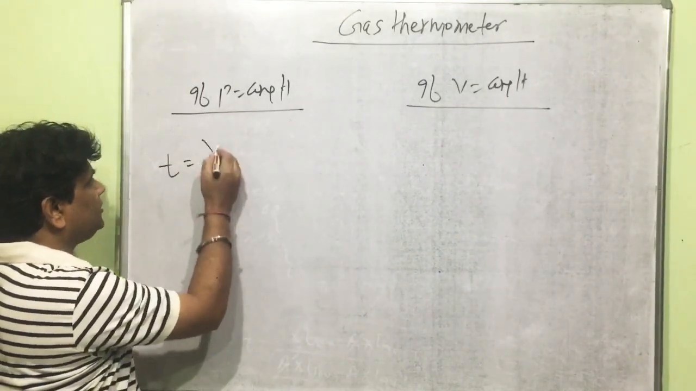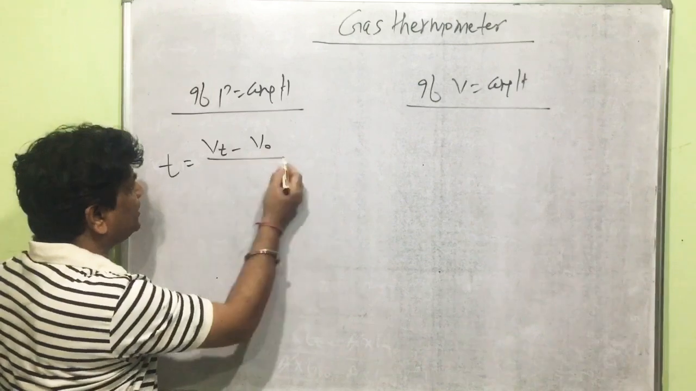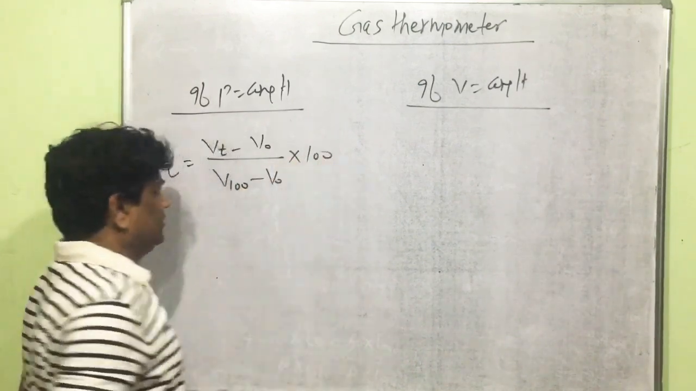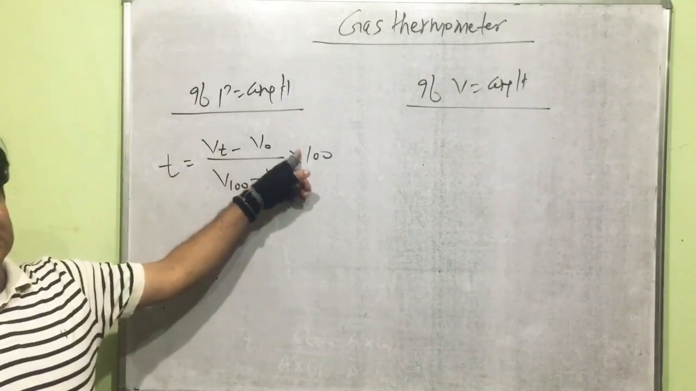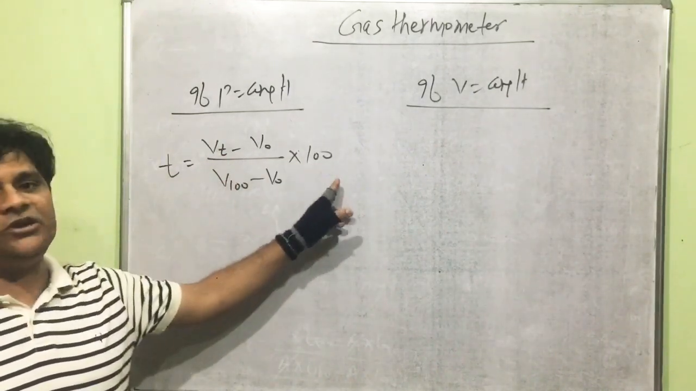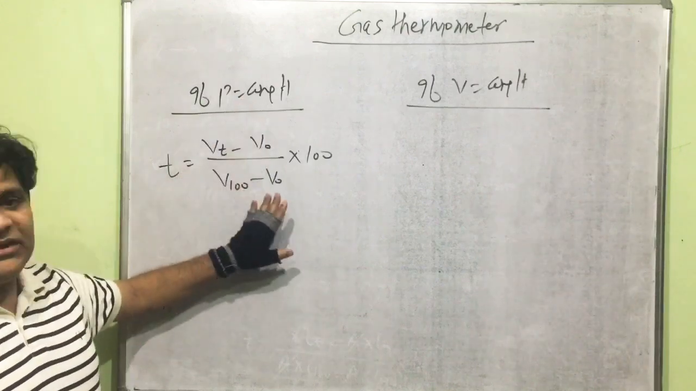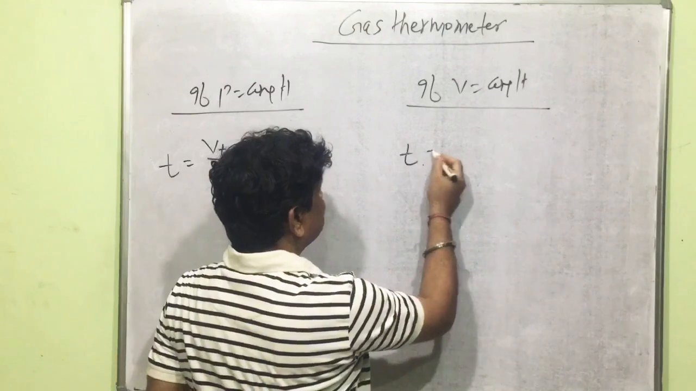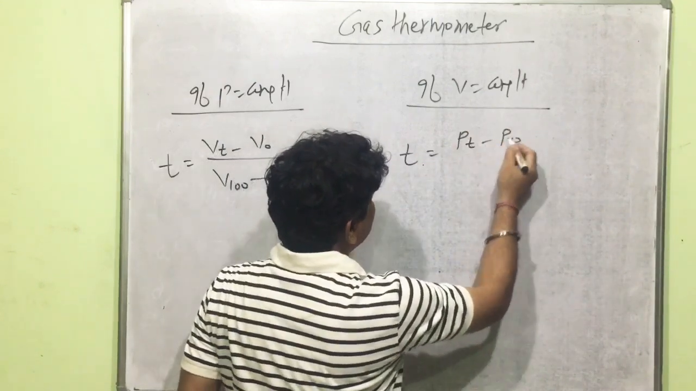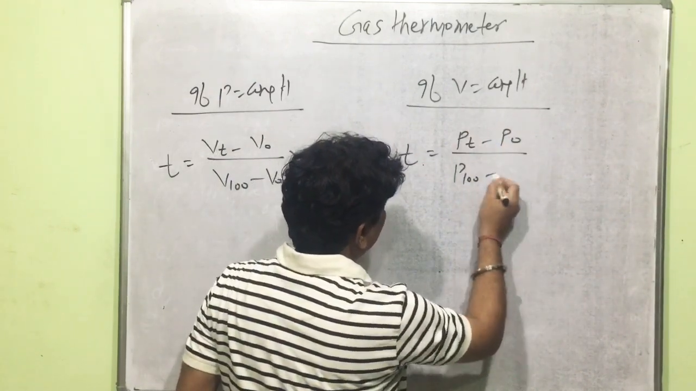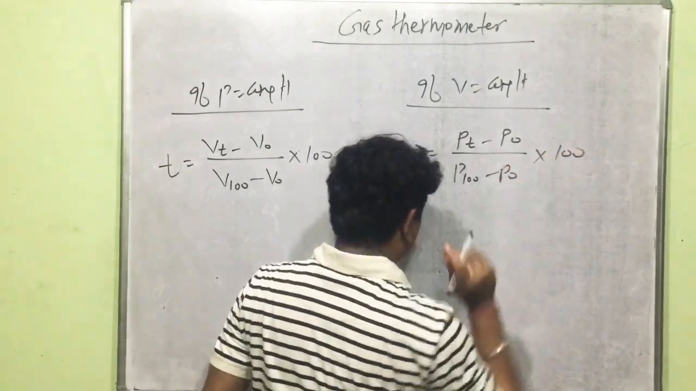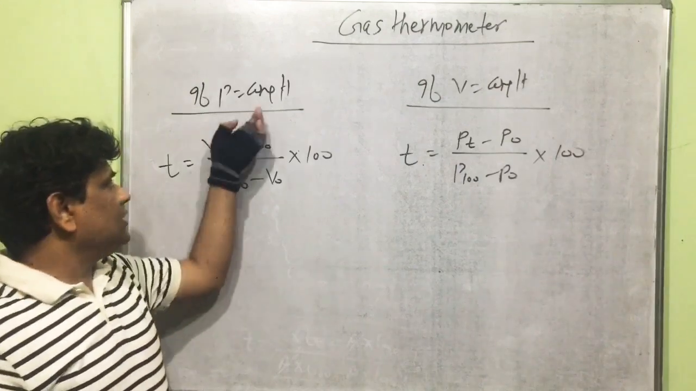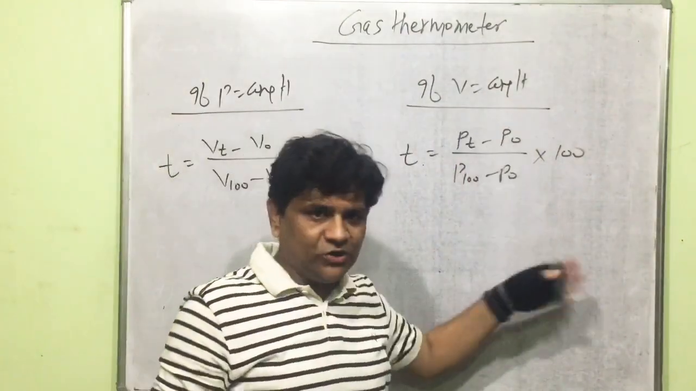So T is equal to (Vt minus V naught) divided by (V100 minus V naught) into 100. Pressure constant, volume changes. Volume constant, pressure changes. So T is equal to (Pt minus P naught) divided by (P100 minus P naught) into 100. So there are two relations we have taken in our class: one for pressure constant, another for volume constant.